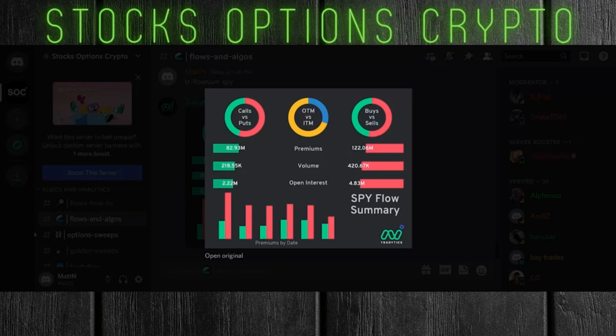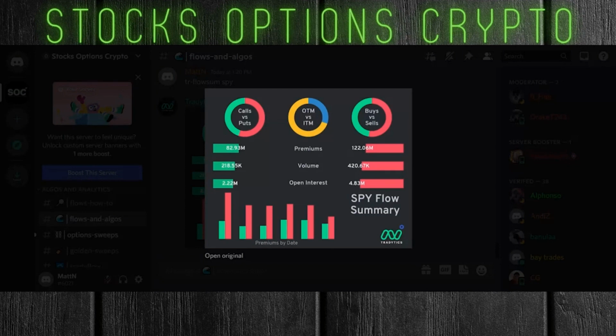So let's get to this chart so we know how to read it. We can see, okay, here are the premiums. The premiums on the calls, they spent about $83 million. They spent about $122 million on puts. So understand, this could be one of two things. It could be hedge funds, banks, institutions hedging their position, saying, I will buy some SPY puts because my stocks keep going higher.